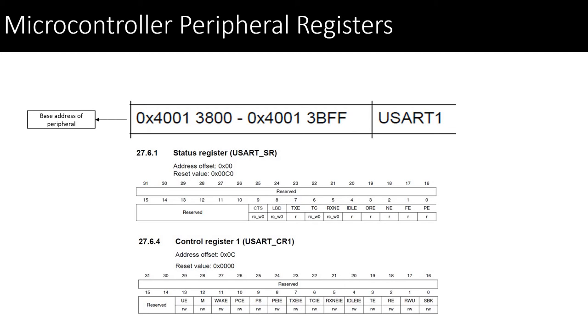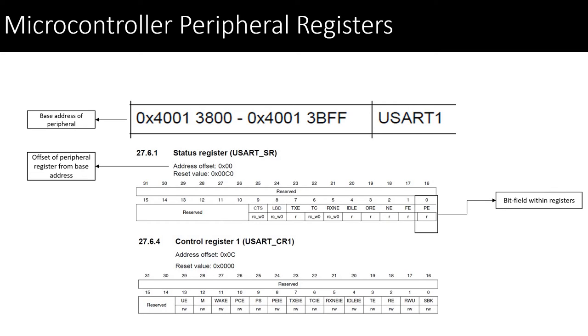So the address 0x40013800 is the base address of the USART1 peripheral. Then we have picked up two registers randomly from this peripheral. The first register is USART SR and it has an address offset, which is the offset from the base address. Since the address offset is 0 from the base address, the address of register SR is 0x40013800.